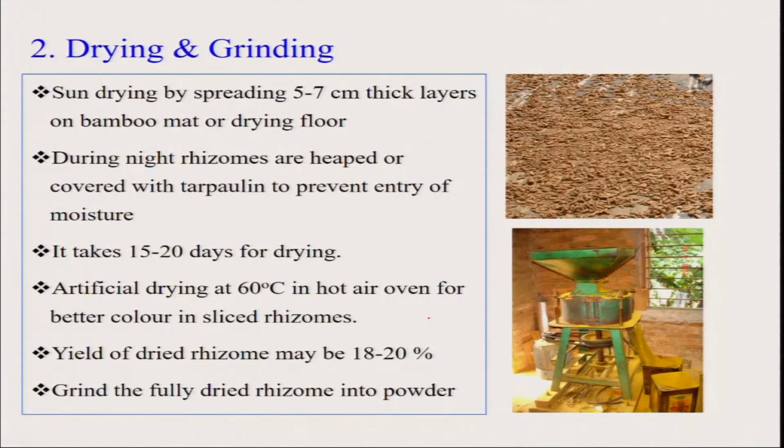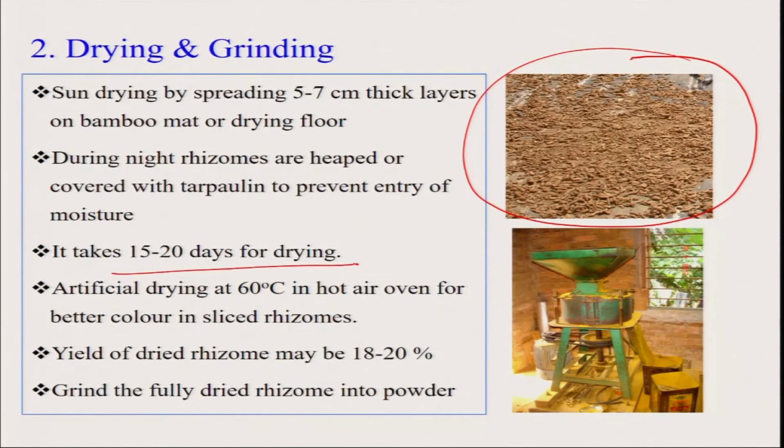So after the boiling has been done, what is the next process? There is drying and grinding. You have to use cement floors or otherwise plastic sheets for the drying, and it generally takes 15 to 20 days. So lots of sunlight is needed. If you do not have an artificial dryer, you have to use the sun for 15 to 20 days.